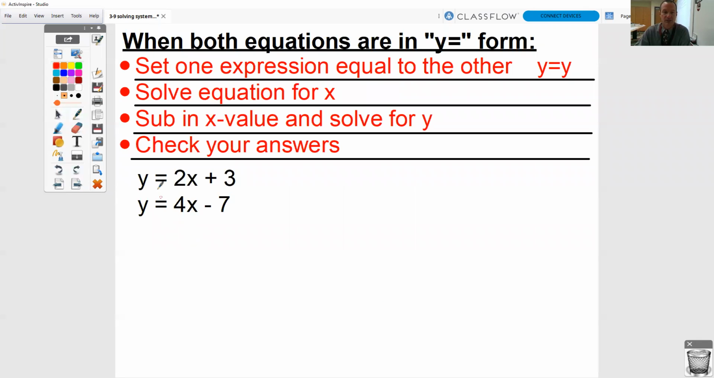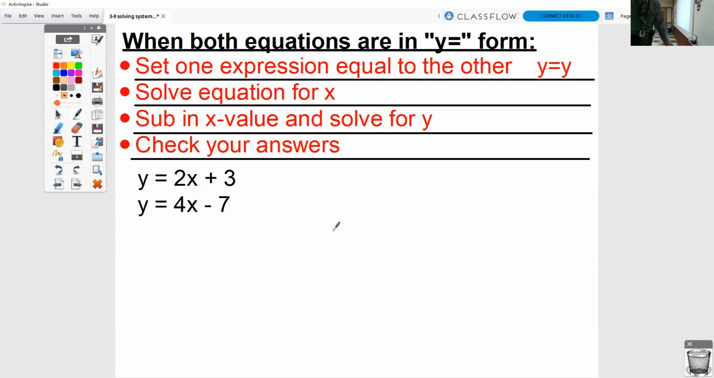What you're going to have today is two equations that have y equals. So we have y equals 2x plus 3, y equals 4x minus 7. What we're going to do is what we just did on the previous slide, where we set the two things equal to each other. You're then going to solve the equation for x. You're going to sub in the x value to solve for y, and then you're going to check your answers.